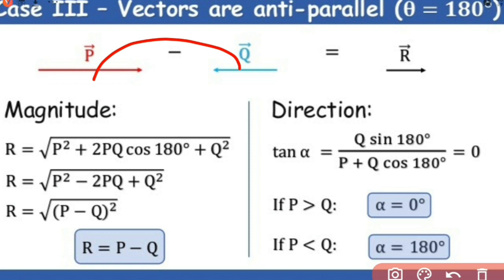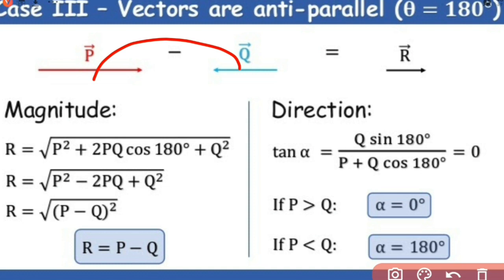By substituting sine 180 and cos 180, we have this equation: tan alpha equal to 0. But we know tan alpha is 0 means this alpha has two possibilities, that means 0 degree or 180 degree. So if p is greater than q, alpha will be equal to 0. And if p is less than q, alpha equal to 180.